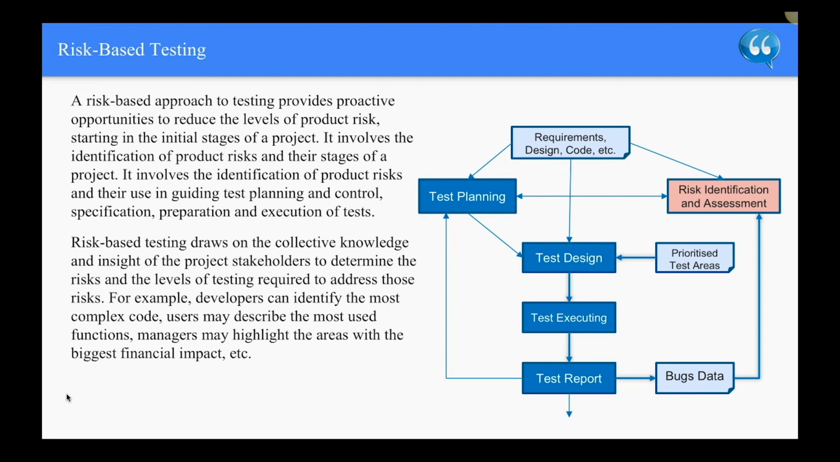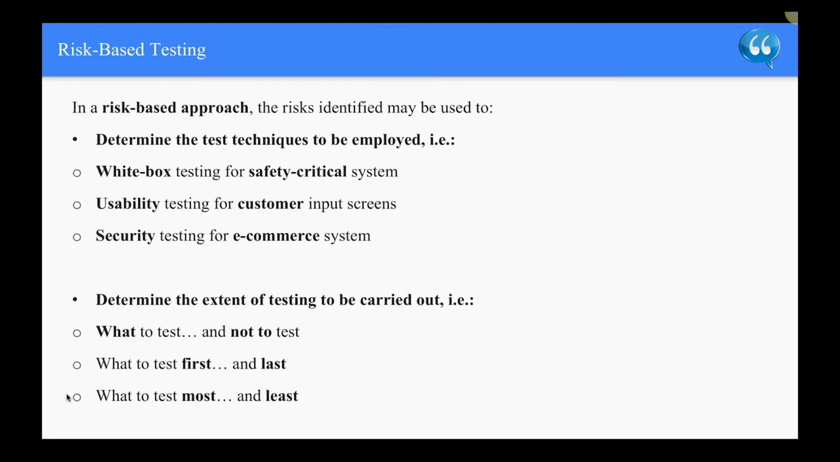For example, developers can identify the most complex code, users may describe the most used functions, managers may highlight the areas with the biggest financial impact, and so on. In a risk-based approach, the risks identified might be used to determine the test techniques to be employed. For example, white box testing for safety critical system, usability testing for customer input screen, security testing for e-commerce system.